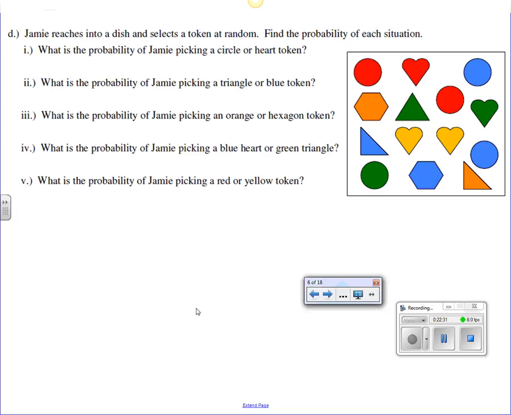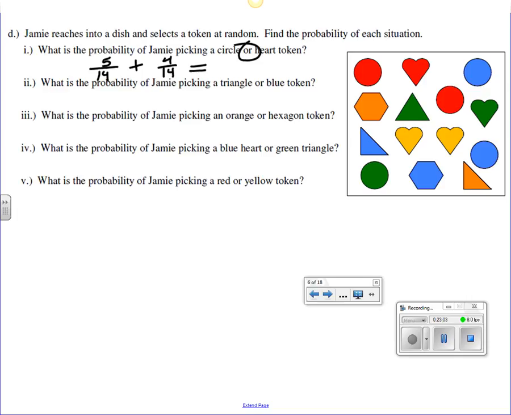I think it's 5. 5 out of what? 14. Okay. Or means to add. Trayvon, what's the probability of getting a heart? Good. And Kayla, is it possible to be a circle and a heart token at the same time? No, so you don't have to subtract anything.